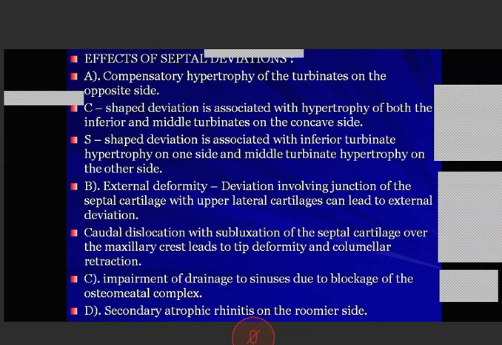So that is one. Another is a secondary atrophic rhinitis on the roomy side. Most of the time you may have a hypertrophy of the inferior turbinate on the roomy side. At times, if there is still roominess on the other side of the deviation, you will have atrophic rhinitis.